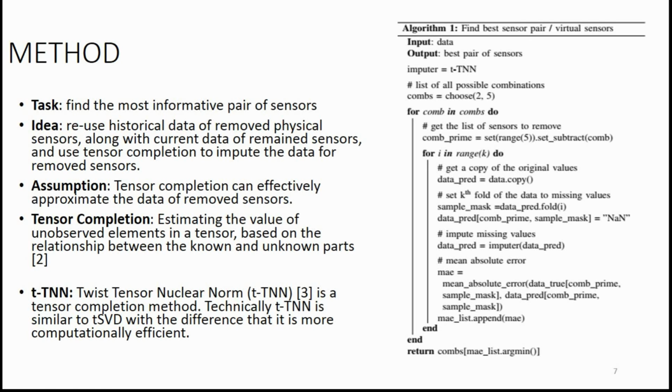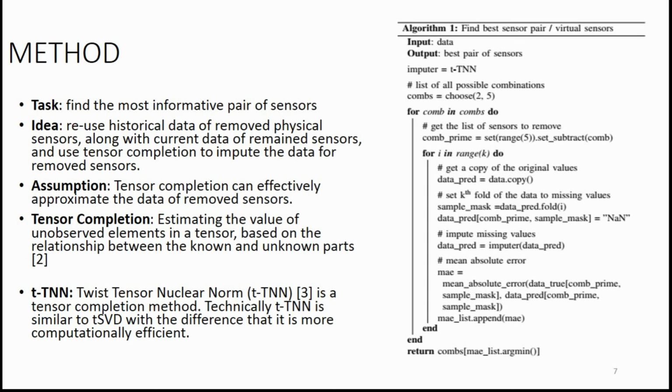Method. The task is finding the most informative pair of sensors. The idea is reusing historical data of the removed physical sensor along with current data of the remaining sensors and using tensor compilation to impute the data for the removed sensor. The assumption is that tensor compilation can effectively approximate the data of the removed sensor.